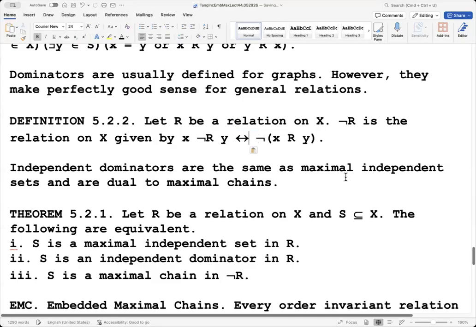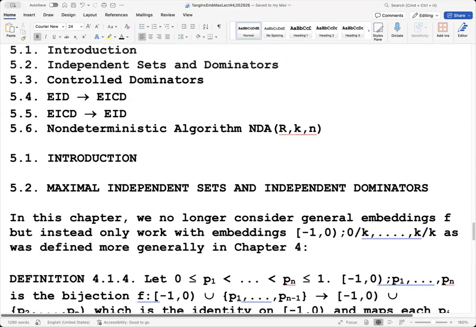Independent dominators are the same as maximal independent sets. Did I misspell something? Just a second. Yeah, independent sets. Independent dominators, yeah. Maximal independent sets, yeah.